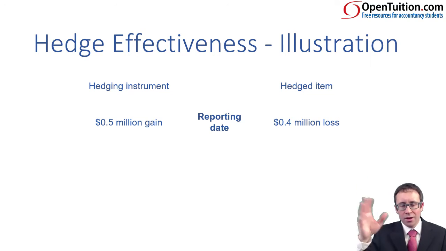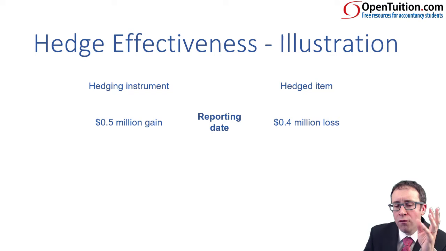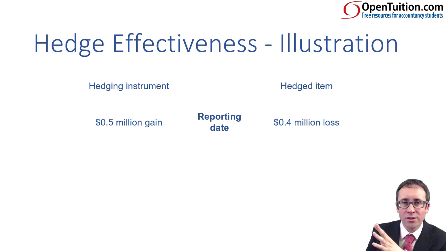Who cares what the gain or losses arise from? Some economic factor, whether that's interest, inflation, foreign exchange rates. But what you can see here is that the gain on the instrument is higher than the gain on the item. Remember, we need to account for the instrument, because this is only relevant in cash flow hedging, so I'm not accounting for this loss on the item.